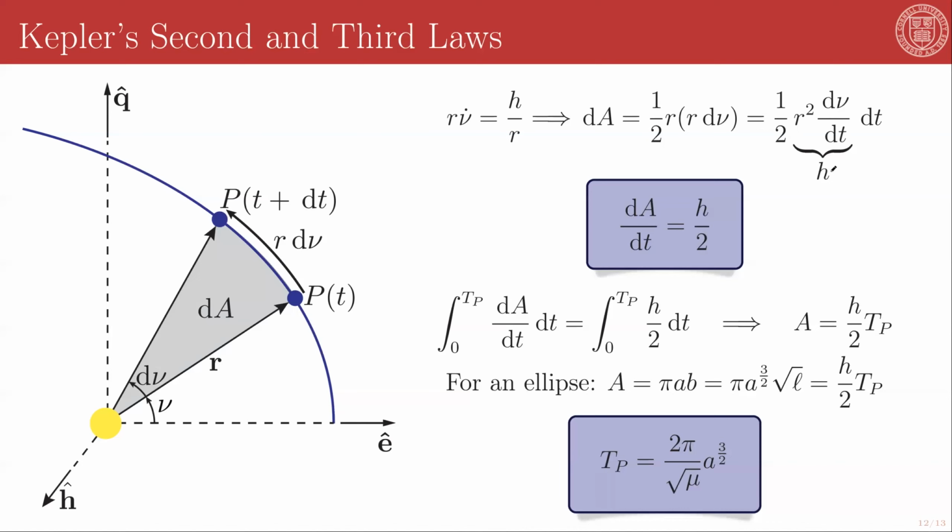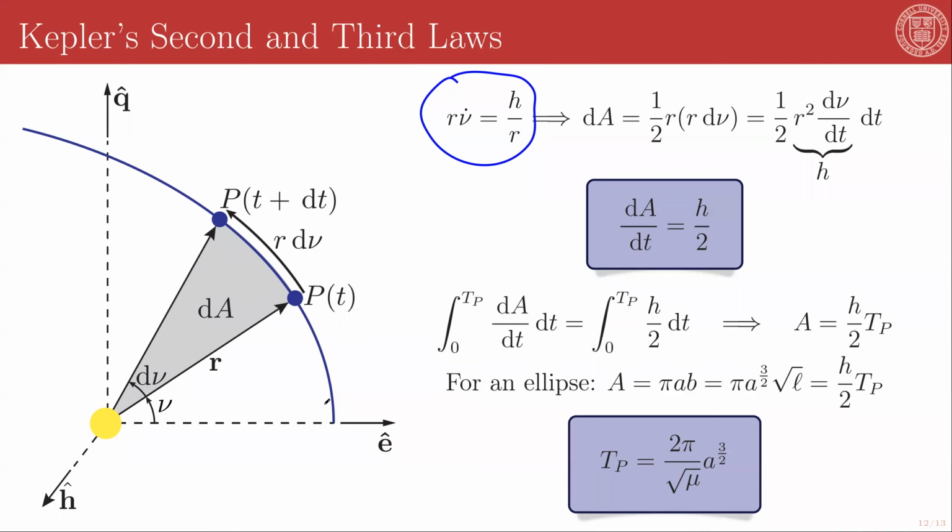And this we have already defined as h from this relationship. So this relationship is what allows us to make this substitution. We move the dt over to the dA side, and we get dA/dt is h over 2. H is a constant, and therefore what this statement is actually telling us is Kepler's second law: equal areas in equal times.